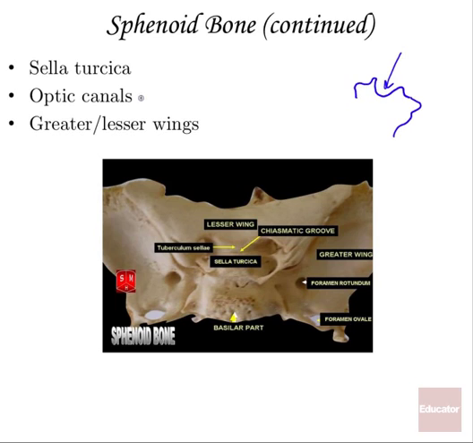The optic canals. The optic canals are for the optic nerves. So remember I said that the sphenoid is behind the eyes. So the optic nerves that come out from the posterior portion of the eyes, they go through the optic canals on their way to the back of the brain in the occipital lobe. And then there's greater and lesser wings. The greater wings are these big ones here. And the lesser wings are these tinier little extensions.